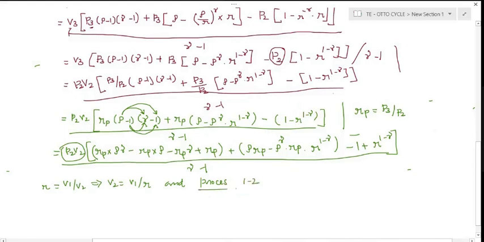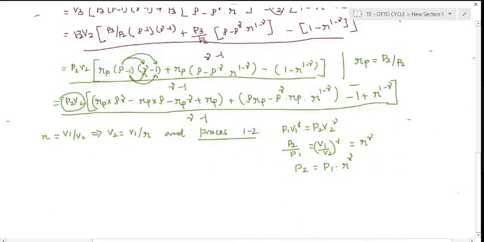So we know that P1 V1 gamma equals P2 V2 gamma. So from that, V2 divided by V1 equals V1 by V2, whole power gamma, which is nothing but R power gamma. So P2 is P1 into R power gamma. We can substitute that: instead of P2, I can say P1 into R power gamma, and instead of V2, I can say V1 into R power minus 1.